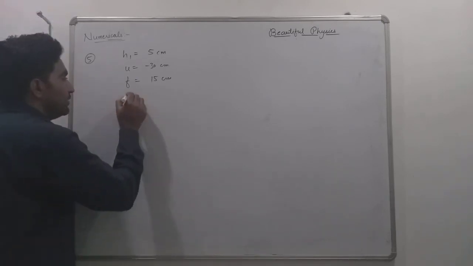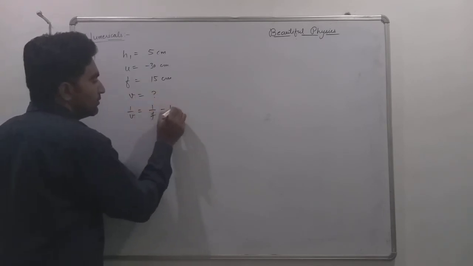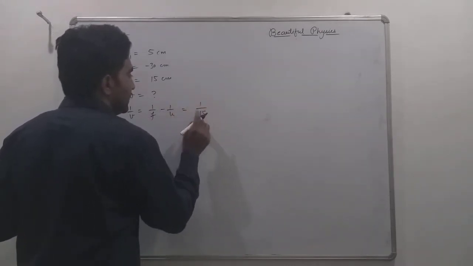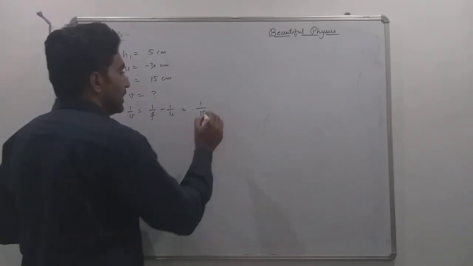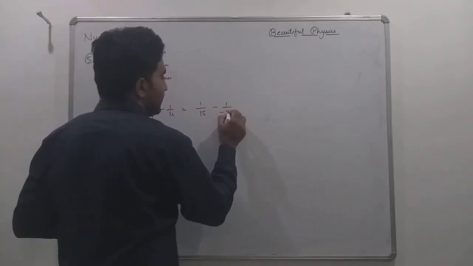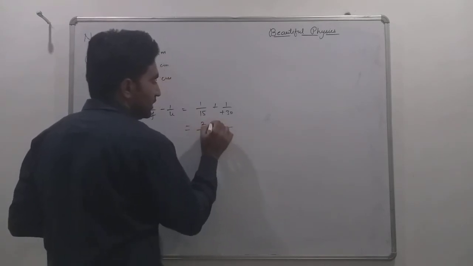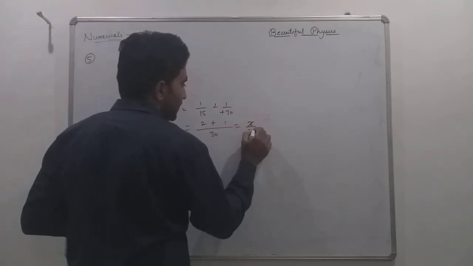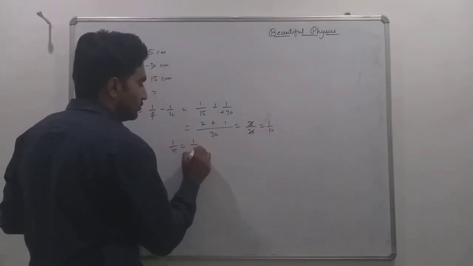Again we have to find v, so 1 by v will be equal to 1 by f minus 1 by u. Put the value of f, we have 15 here. We don't use the negative sign because the focal length of a convex mirror is always positive. Minus 1 by u. In place of u we will put minus 30. Minus minus plus. Now take the LCM, 30 will be the LCM. 15 into 2 is 30, and 30 ones are 30, and it will be equal to 3 by 30, and it will be equal to 1 by 10. So 1 by v will be equal to 1 by 10.